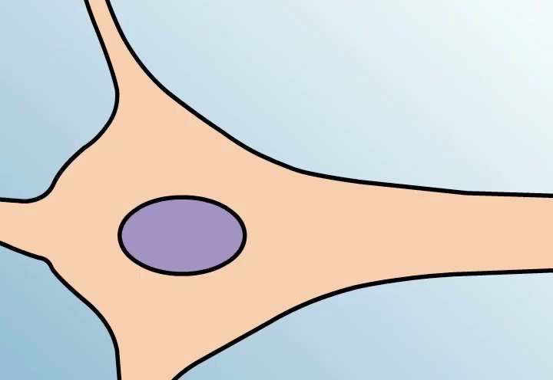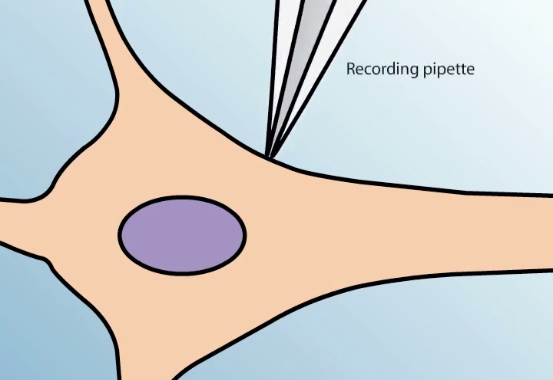The patch clamp method is used to study the properties of a small patch of membrane. In this technique, a glass pipette with a very small opening is used to make tight contact with a tiny area or patch of neuronal membrane.